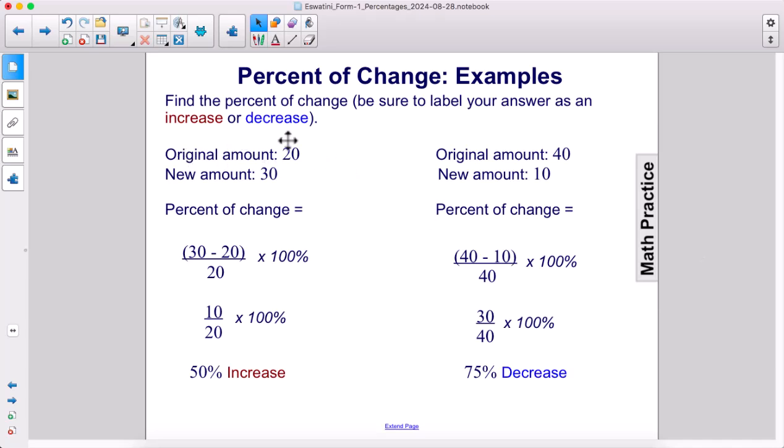If the original amount was 20 and the new amount is 30, to find the percent of change, we find the difference, so 30 minus 20, divided by the original amount 20 times 100%. Well, 30 minus 20 is 10. 10 divided by 20 is half, or 0.5, times 100% gives us a 50% increase. Over here, we start out with 40, and we end up with 10. So 40 minus 10 is 30, divided by the original amount of 40, that's a 75% decrease.